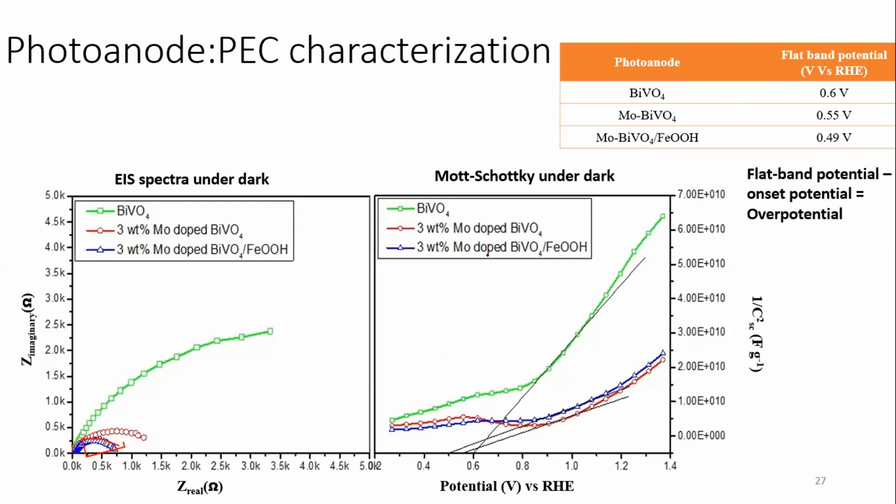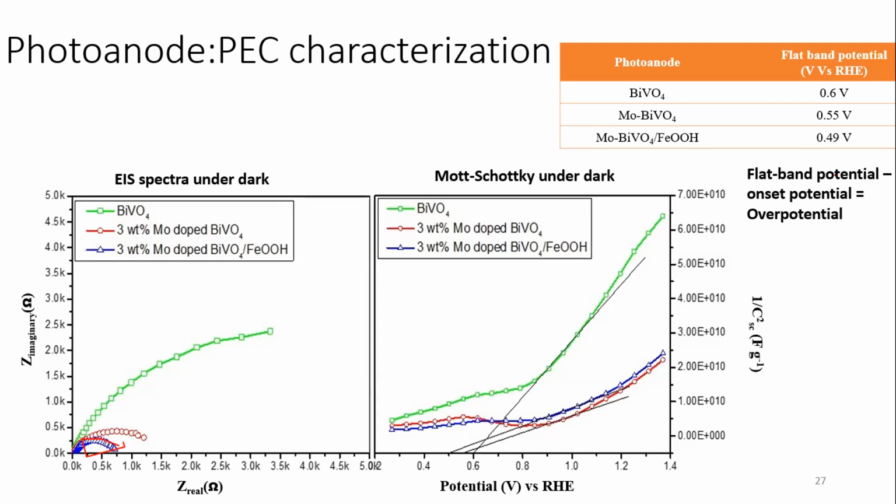We also did Mott-Schottky analysis for these three different photoelectrodes. From that, we estimated the flat band potential value. For an N-type semiconductor, normally this curve will be increasing upwards. So this kind of Mott-Schottky plot will tell you that this is an N-type semiconductor. For P-type, it will be the opposite way: you have a downward slope, and here you have an upward slope. So that tells you that the material is N-type.